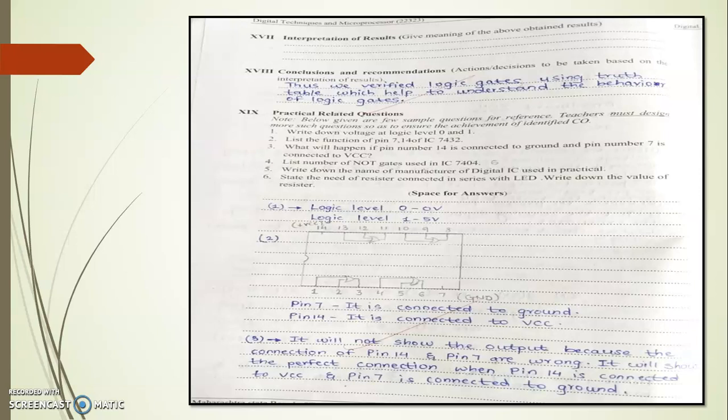What will happen if pin number 14 is connected to ground and pin number 7 is connected to VCC? It will not show the output because the connection of pin 14 and pin 7 are wrong. It will show the perfect connection when pin 14 is connected to VCC and pin 7 is connected to ground. If pin 14 goes to ground and pin 7 to VCC, it will show a wrong connection.